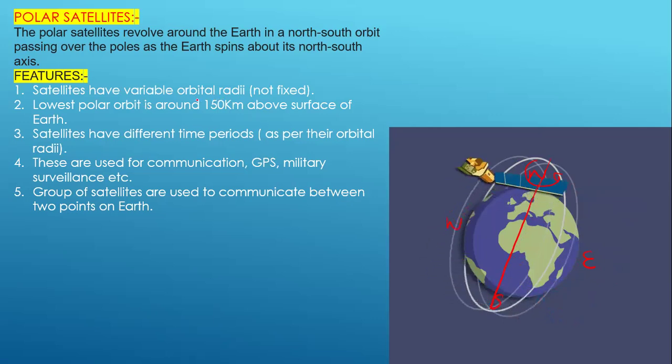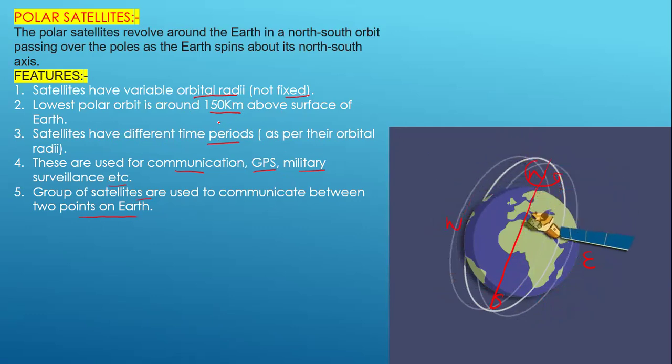Well, the polar satellites have a variable orbital radius, which is not fixed. The lowest orbit is 150 kilometers, just 150 kilometers above the surface of Earth. And these satellites have different time periods because their heights vary. These are used for communication, for GPS, for military surveillance. A group of satellites is used to communicate between two points of Earth. Why? Because they are moving too fast.